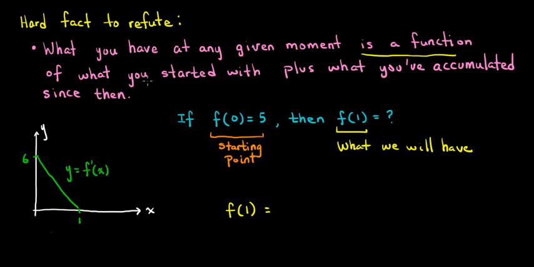a function of what we started with. So what do we start with? Well, they gave us an initial condition of f of 0 equals 5. So it is going to be our starting point. So it is equal to f of 0 plus what we've accumulated since then. Now, what do we accumulate? Well, if we look at our function and we're looking at 0, we know that f of 0 is already 5, but what do we accumulate from 0 to 1? Well, we accumulate all this area.